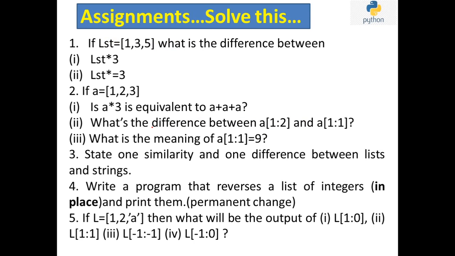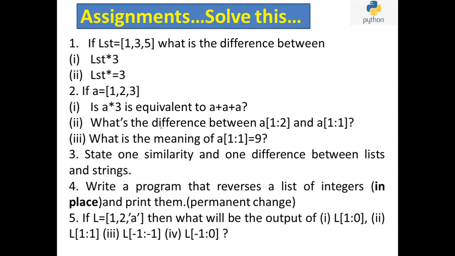Some assignments to solve. If you have listened to the session carefully and gone through the contents, you can easily solve them. Some important questions are there. Difference between this and this, equivalent to this. A star 3 means repetition, replication, 1 2 3 1 2 3 1 2 3, and A plus A means a list can be added with a list. It is also giving 1 2 3 1 2 3 1 2 3.